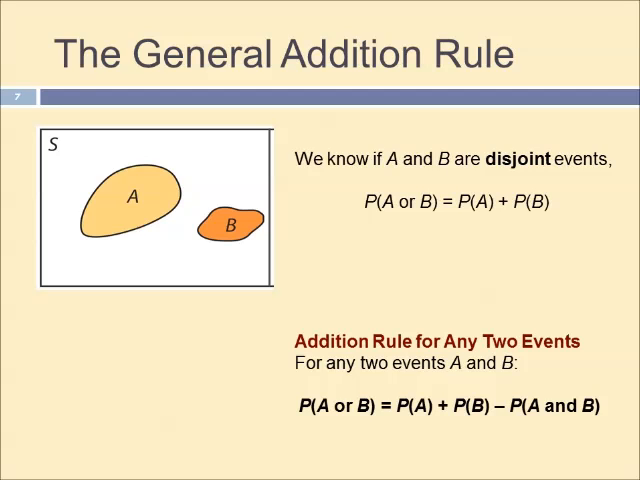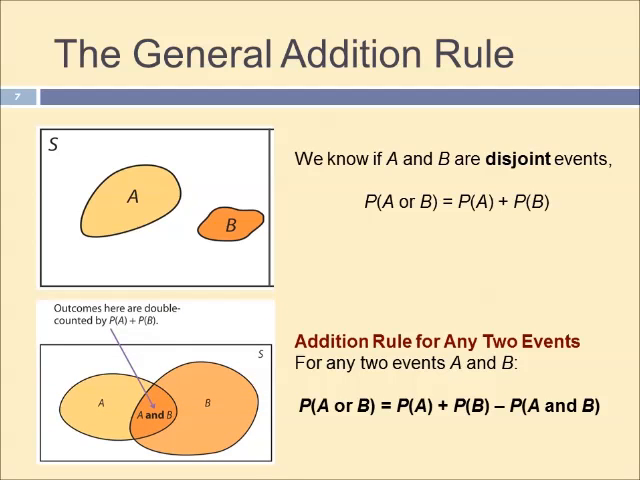Okay, now we'll get to the general rule for addition. We had that if events A and B are disjoint, then the probability of A or B equals the probability of A plus the probability of B. Now, in the case where A and B are not disjoint, they overlap. And essentially, if we just add the probability of A and the probability of B, we're adding that overlapping region twice. So to correct for that, we take away one of the occurrences where it overlaps. So we only count it once.